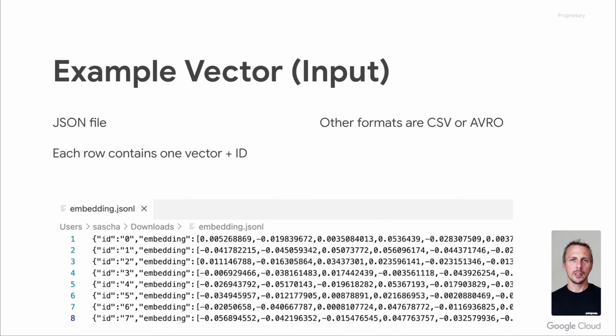The input for the matching engine itself is simple. In this example, I use a JSON file where each row contains a vector and an ID. The response of the matching engine includes exactly those IDs. ID 0, for example, could be internally mapping to the movie Avengers, and ID 1 could be just a lot of things. Other file formats obviously are also supported, and these are CSV and Avro.